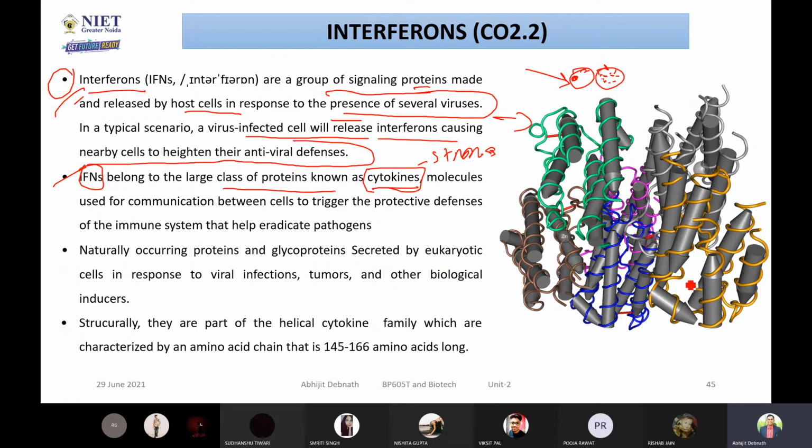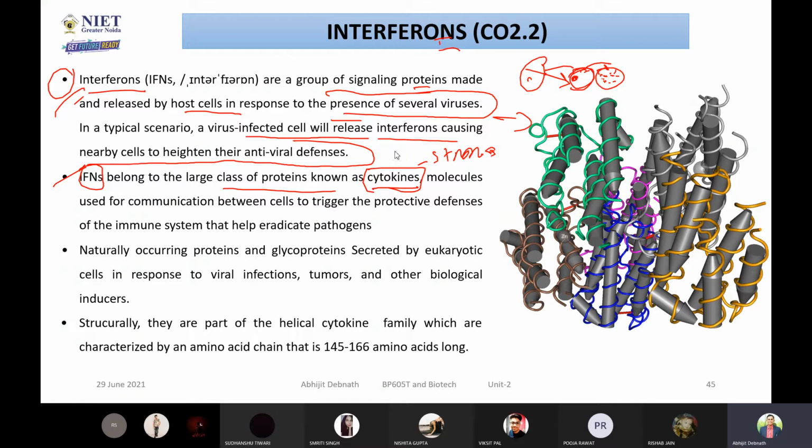Okay, similarly, in this case, if we have a cell and our cell gets infected by a virus, the cell will release this thing called interferon to the neighborhood cells, so that they can be alert and release immunity-creating cells like B cells, T cells, etc. So interferons belong to a large class of cytokines. Cytokine storm, whatever I was telling you.